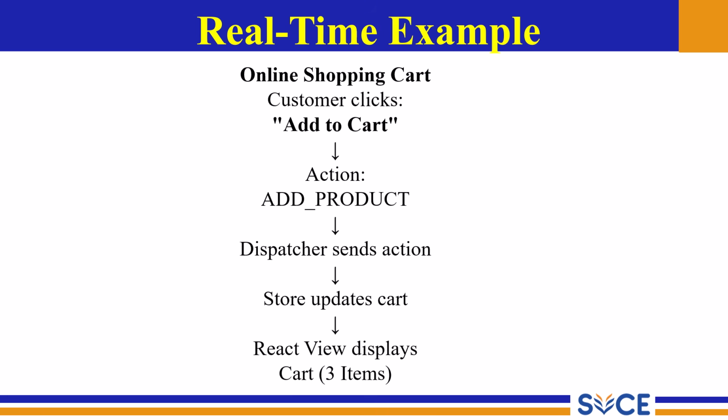Let's take a real-time example. Let's understand Flux using online shopping cart. Imagine Amazon. If a customer clicks add to cart, action created: add product. Dispatcher receives the action, dispatcher sends it to cart store, store adds the product, store notifies, React updates the screen. Now the header displays cart 3 items. Notice that the customer never directly changes the cart. Everything follows one path.